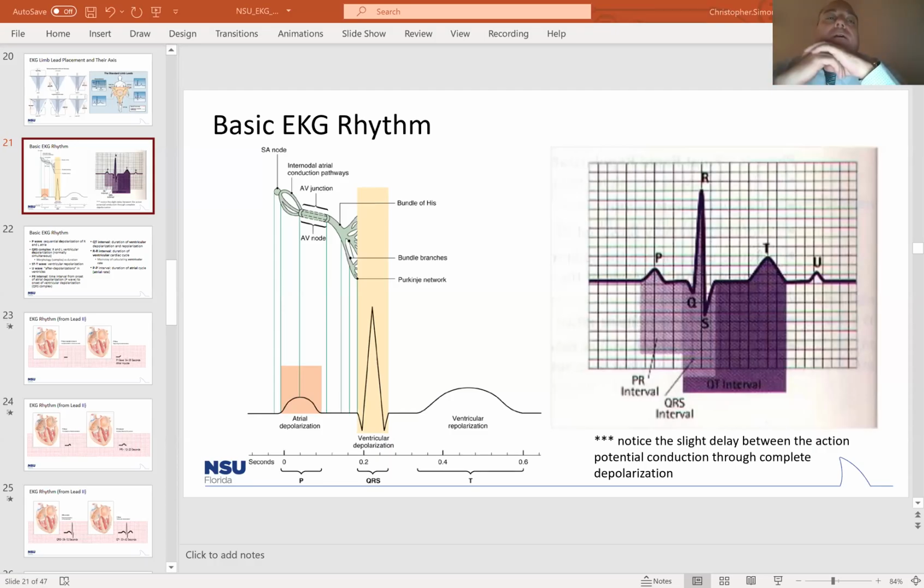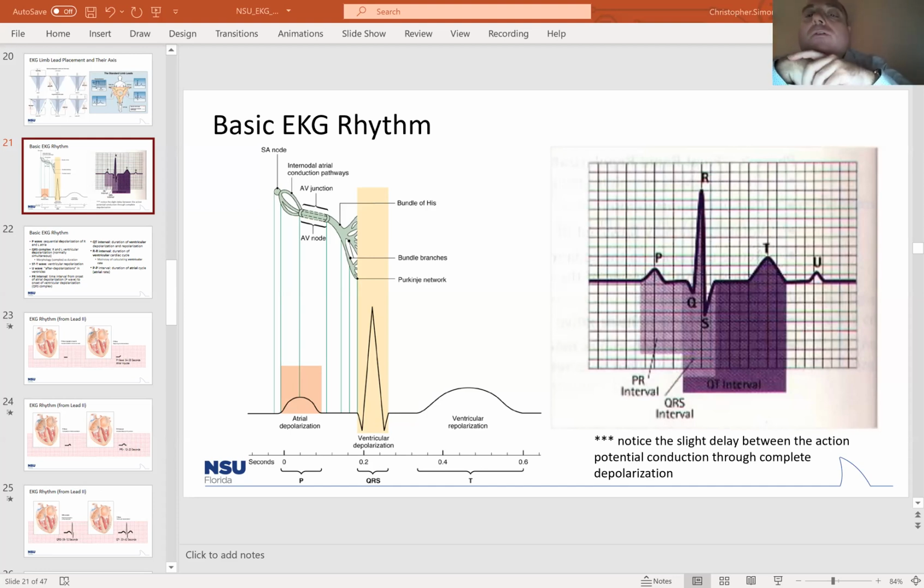Hello, welcome back. In this lecture, we're going to go over the basics of the EKG rhythm. We're going to go over what the waves mean and what they correspond to in the heart electrically as well as physically, or you might hear me say mechanically. And we're going to talk about how to calculate rate, because that's very important.